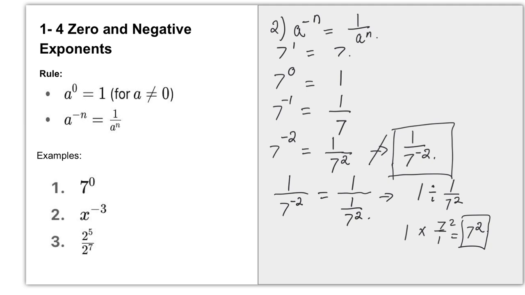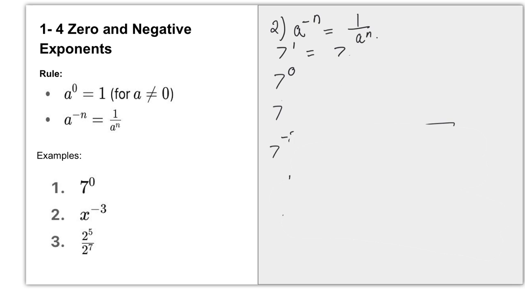This part was a bit confusing. Don't worry about it. Just as long as you remember that you're not going to write negative 2 when you're simplifying. You're writing 2, not negative 2. You'll be fine. Let's go ahead and do another example. Take this down.